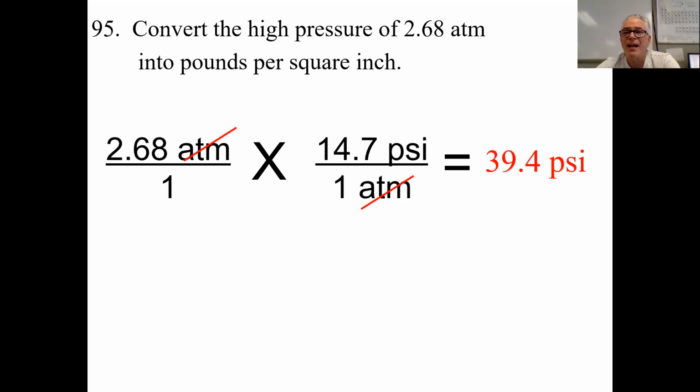Now this is quite a bit higher than normal pressure, but my bike tires would be flat. I told you before, my bike tires, I pump them up to about 90, 95 psi. At 39.4 psi, if I sit on the bike, I'd be riding on the rims. It takes a lot of oomph to hold me up. I'm a big man.